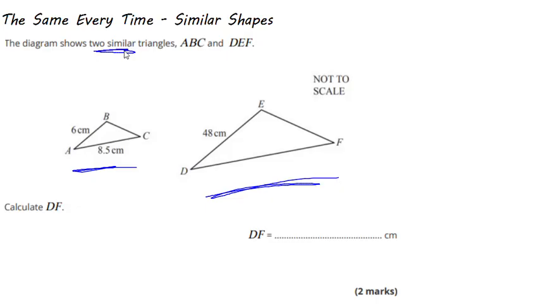And they tell us in the question two similar triangles, which means that the bigger triangle is an enlargement of the smaller triangle, which means that to go from the smaller triangle to the bigger triangle, we multiply each side by the same number, the scale factor. So in any question like this, our first task is to find the scale factor. And what we need to do is to find two sides that are the same side. So the side from D to E is the same side as the side from A to B.